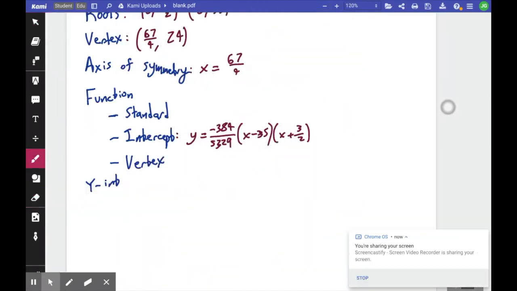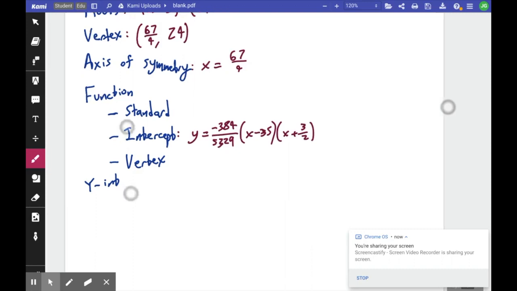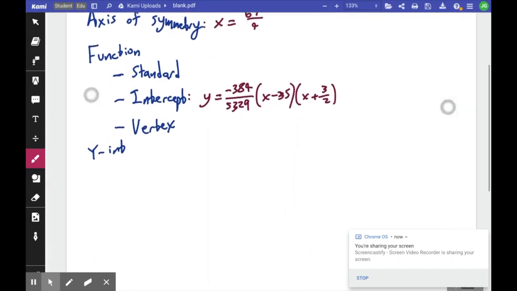Alright, so now we have the intercept form, and we can convert this into standard and vertex form. So let's start off with standard form. It's pretty easy, you just need to multiply them all out.